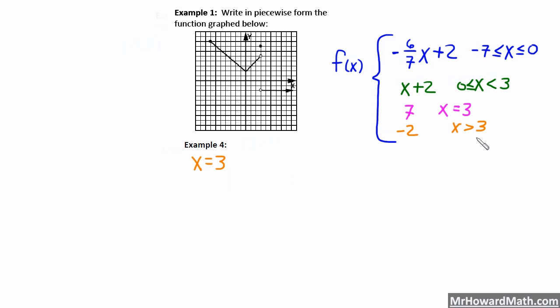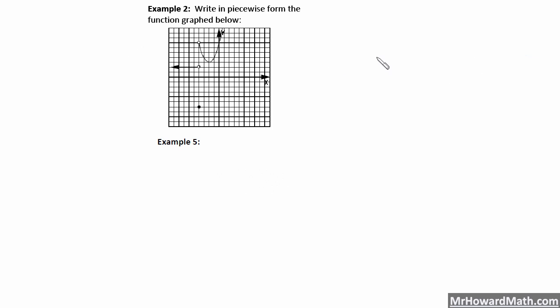Let's look at example 2 now, another example of a piecewise function. We've got three pieces here. We're going to start with f of x equals, and then put our brace here, and we'll put each piece in. I usually start at the leftmost part, so that's going to be all of this right here.